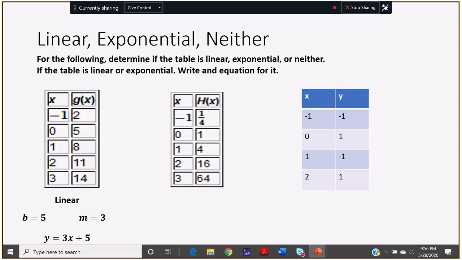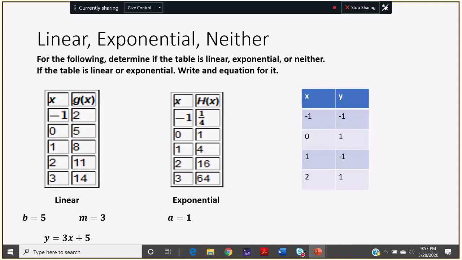And so for an exponential model, we have that it's going to be y is equal to a times b to the x. So we have to identify what the a is and what the b is. And the a in the exponential model is your y-intercept again. So in this case on the table, nicely enough, we have that it's 1. When x is equal to 0, h of x is equal to 1.